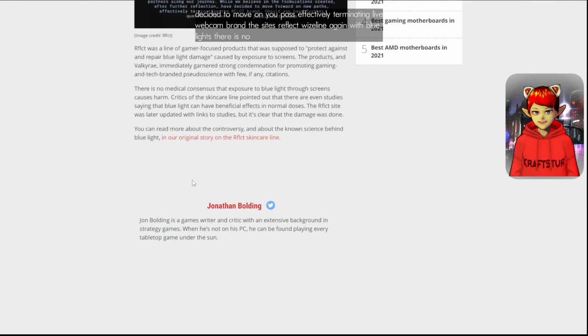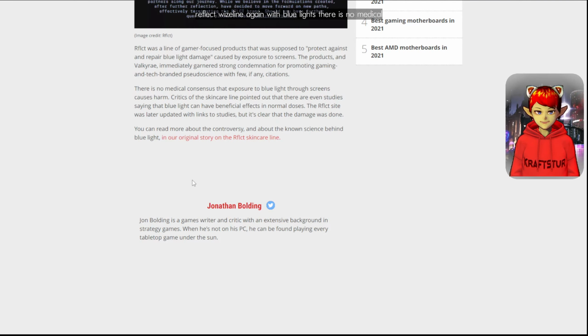Reflect was a line of gamer-focused products that was meant to protect against blue light. There is no medical consensus that exposure to blue light through screens causes harm. Critics of the skincare line pointed out that there are even studies that say that blue light can have beneficial effects in normal doses. The Reflect site was later updated with links to studies, but it's clear that the damage was done.